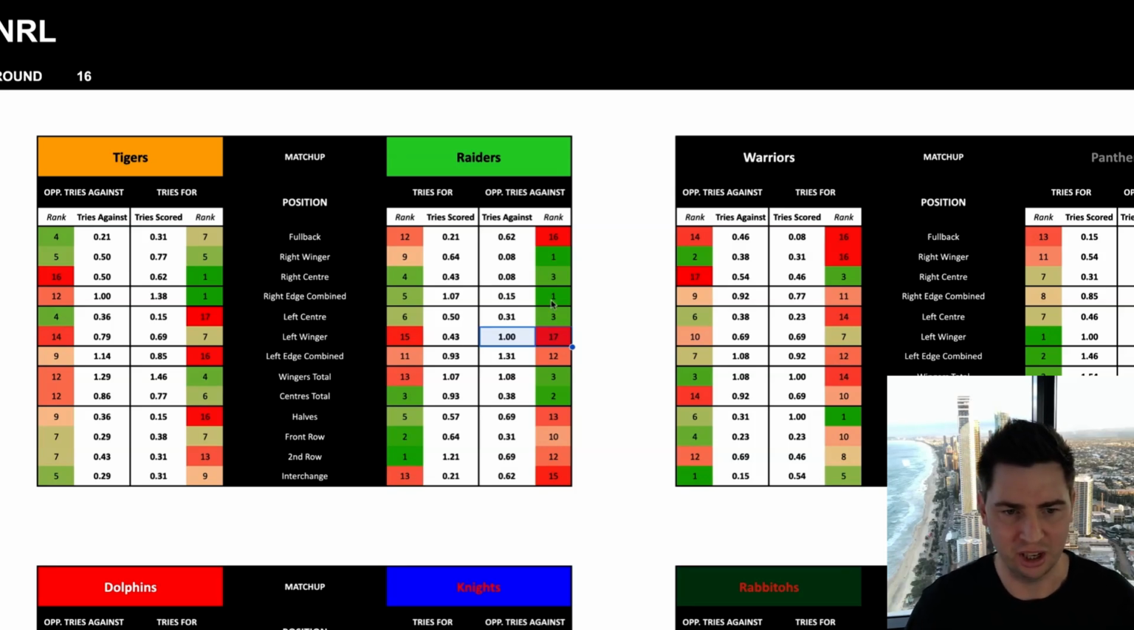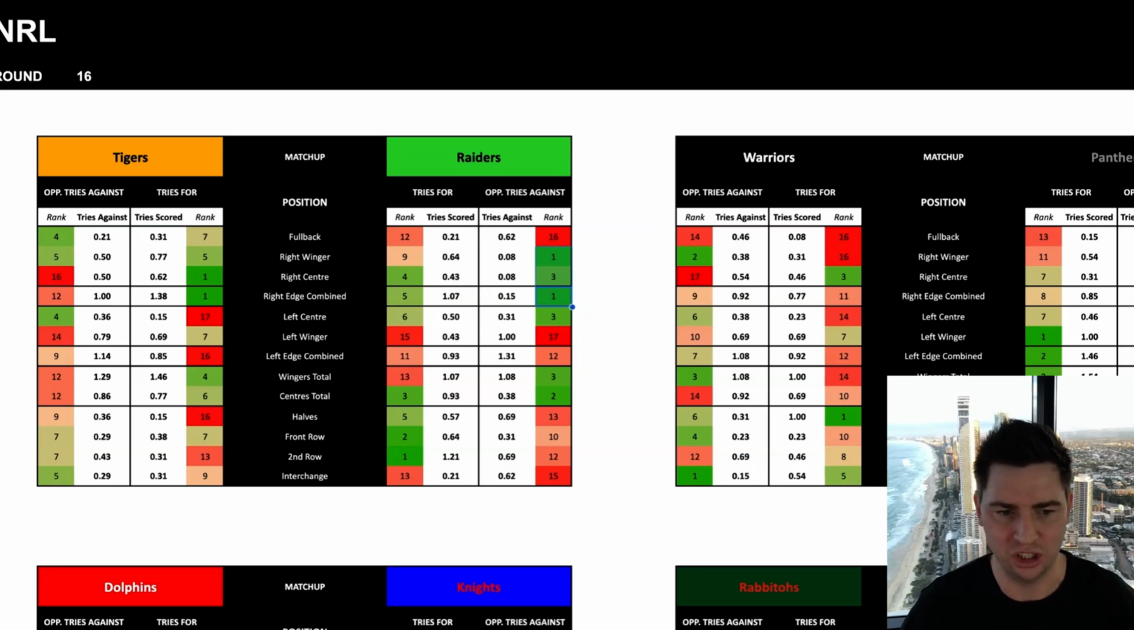And the Tigers defend, they're the number 1 defense against the opponent right edge. So the Tigers' left side of the field defending is extremely good. And I think the Raiders, they'll know that, and they should push their play towards that left side. So on that wing, taking Jed Stewart as our first play.